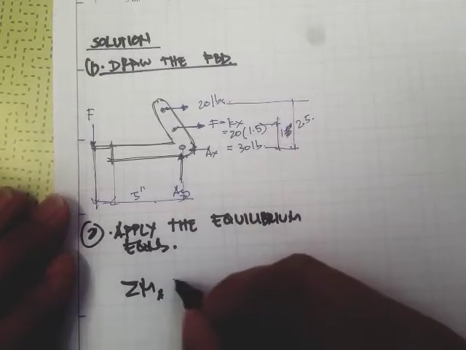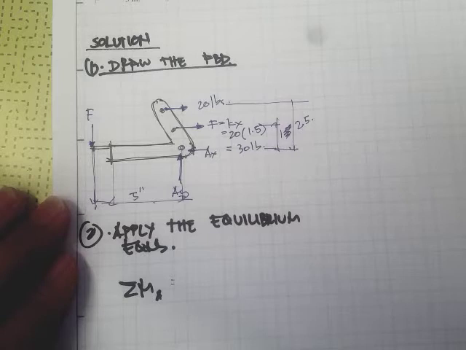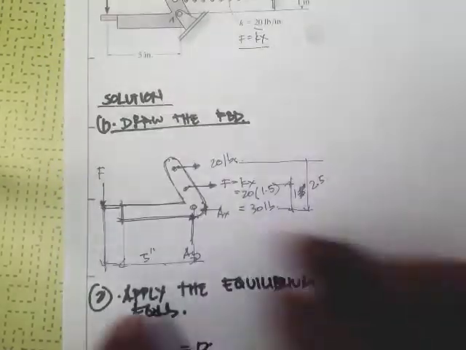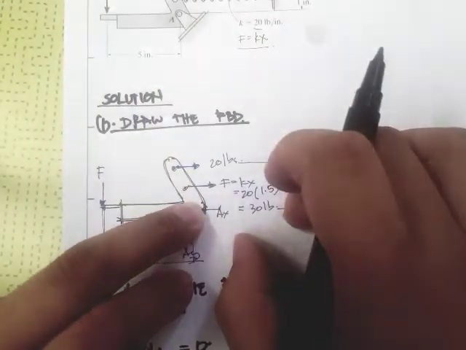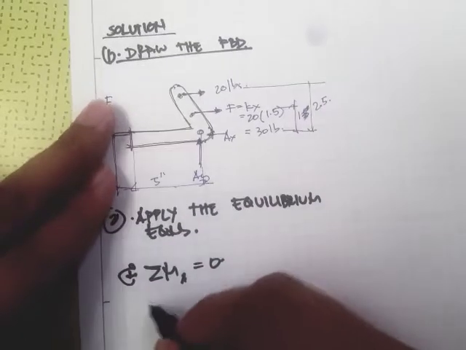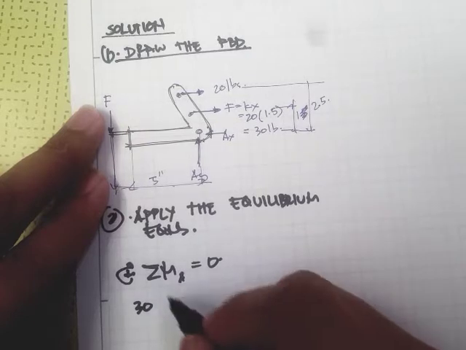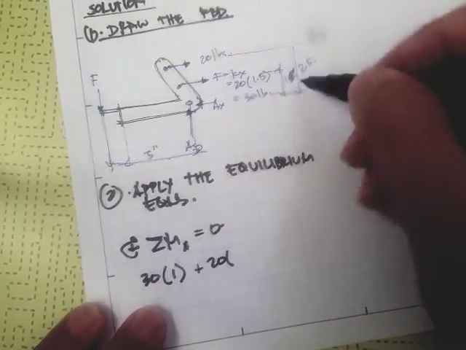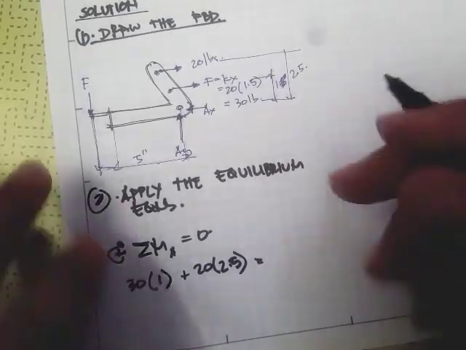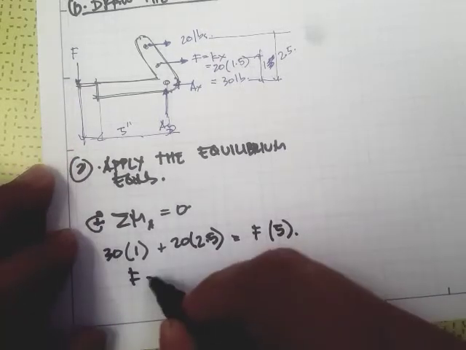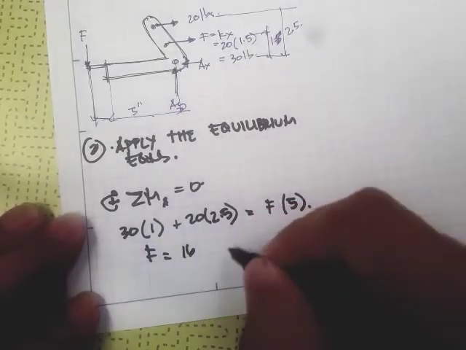Okay, so summation of moment at A is equal to 0. All the forces that produce a clockwise moment will be the spring force and the short link force. So that would be 30 times 1 plus 20 times the moment arm distance, 2.5. So it's equal to the force that produces a counterclockwise moment, which is just F times 5 inches. Therefore, F is equal to 16 pounds.